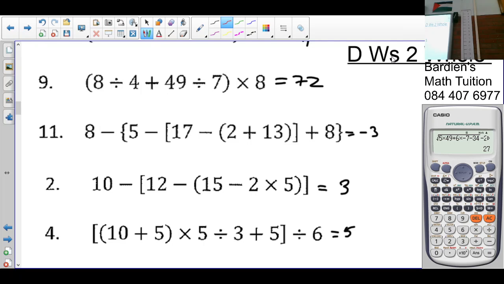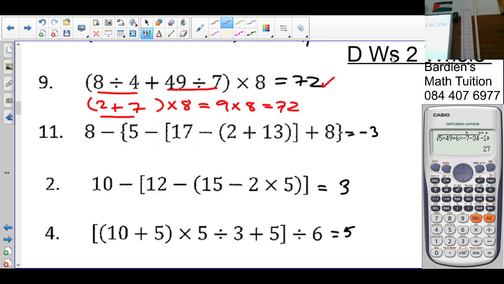Yes, okay. So according to BODMAS brackets first. So 8 divided by 4 is 2. 49 divided by 7 is 7. So that's going to give you 9 times 8 is 72. Which makes that correct. Where did you go wrong? I forgot to do all the calculations in the brackets. Okay. So what was your answer? 58? 180. Number 11, any issues there?